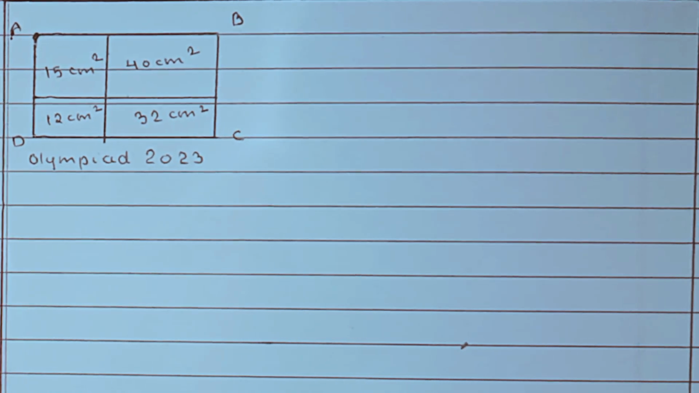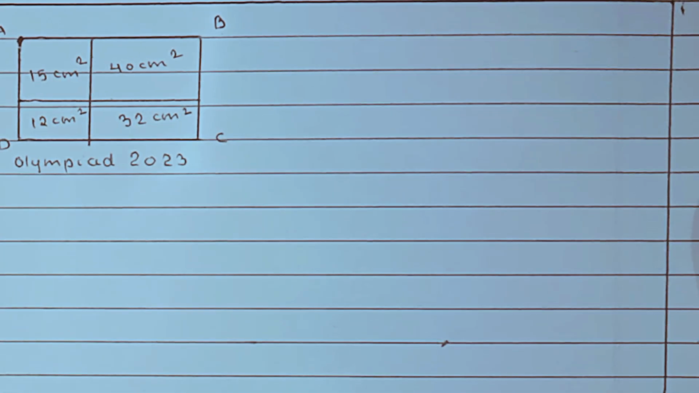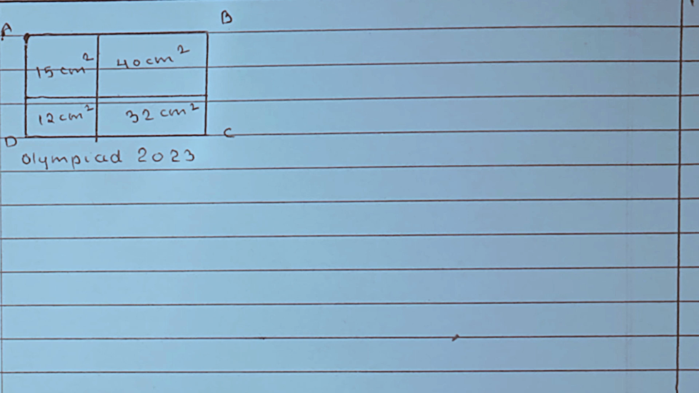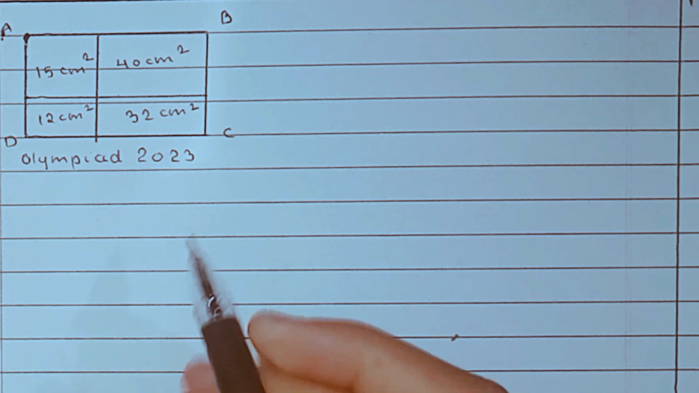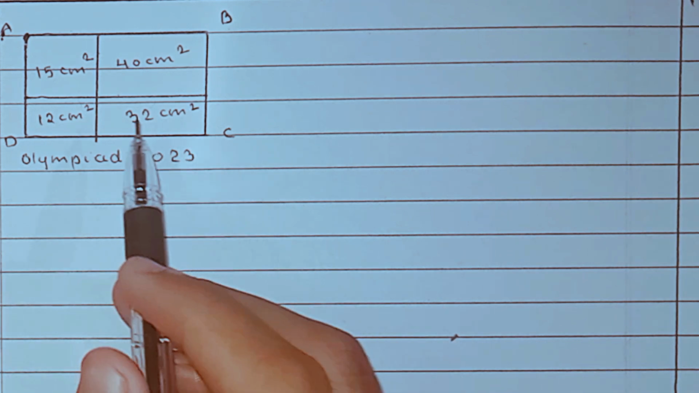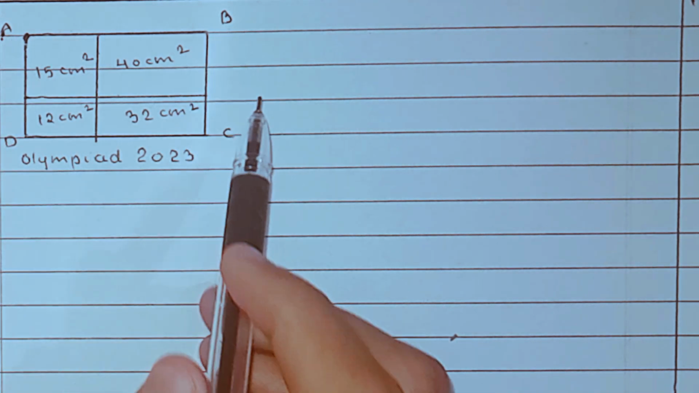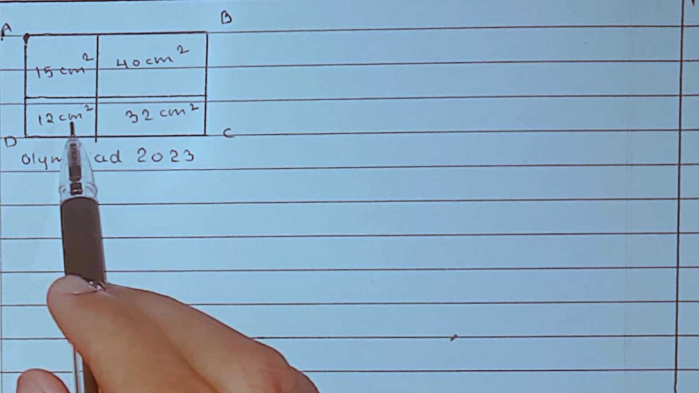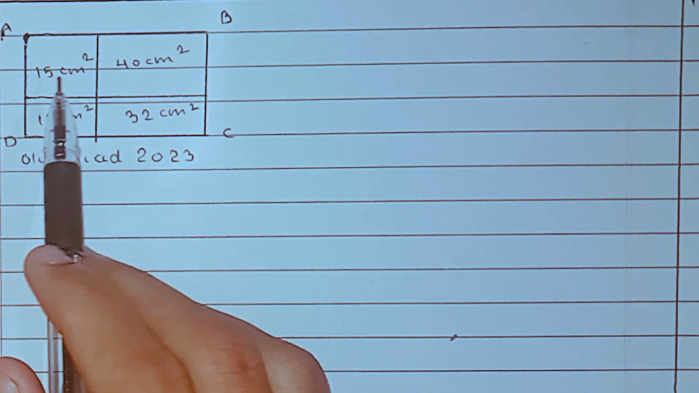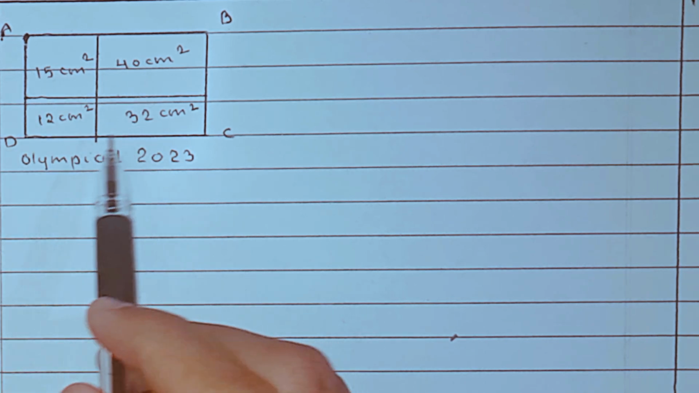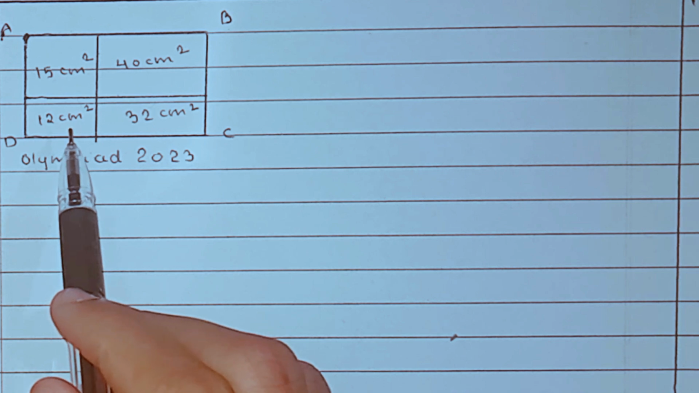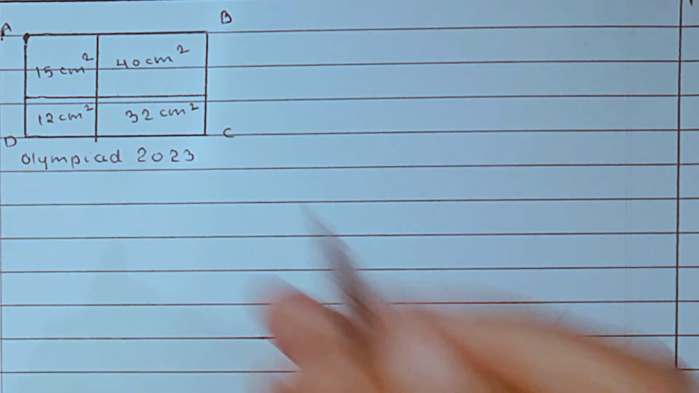So what's given in the question? First of all, pause the video and try it. 3, 2, 1. Have you solved it? Don't worry if you're unable to solve it, because I am here to help you with the solution. In the question we have a rectangle ABCD which is divided into 4 parts, with areas 15 cm square, 40 cm square, 32 cm square, and 12 cm square. Now we have to find its perimeter.